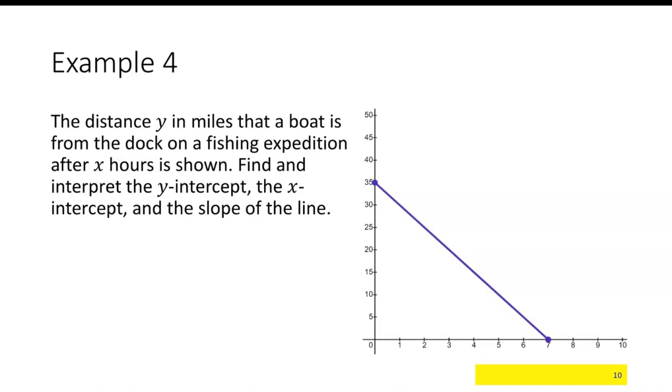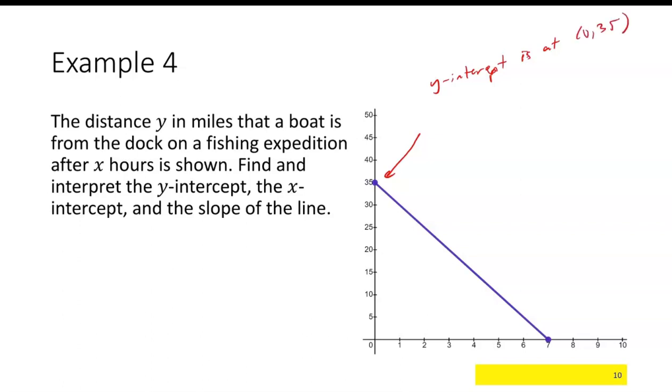The distance y in miles that a boat is from a dock on a fishing expedition after x hours is shown. Find and interpret the y-intercept, the x-intercept, and the slope of the line. So the y-intercept is at, it looks like, (0, 35).